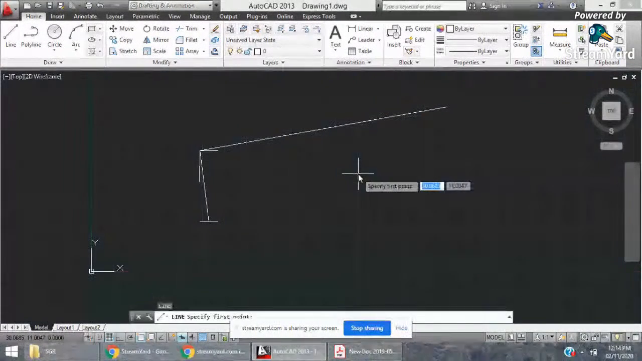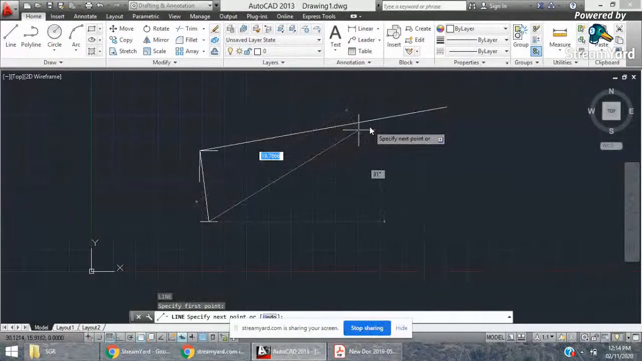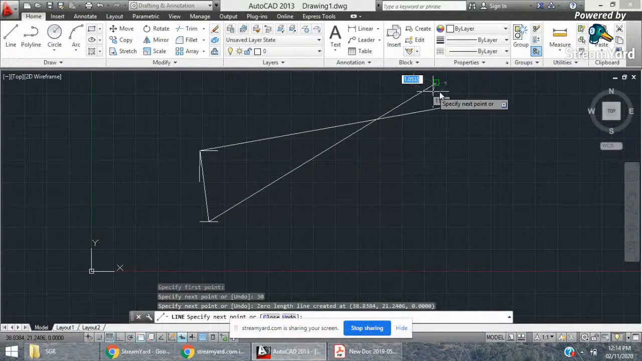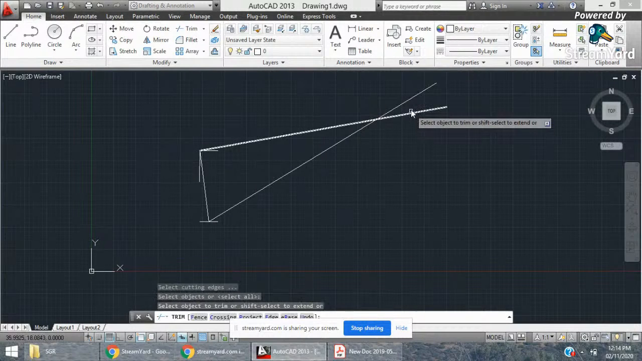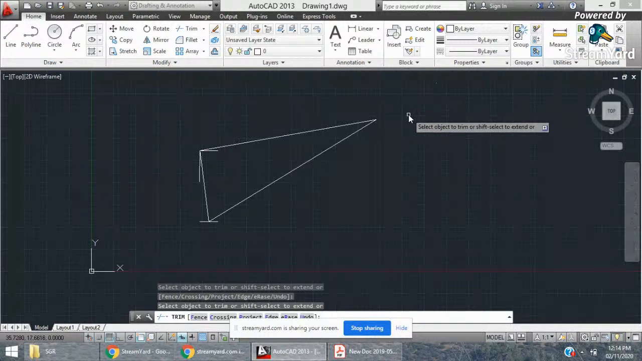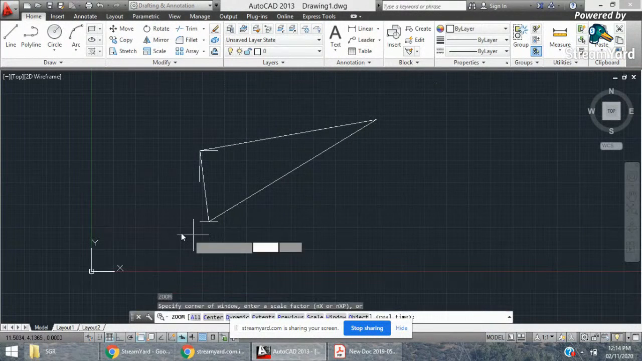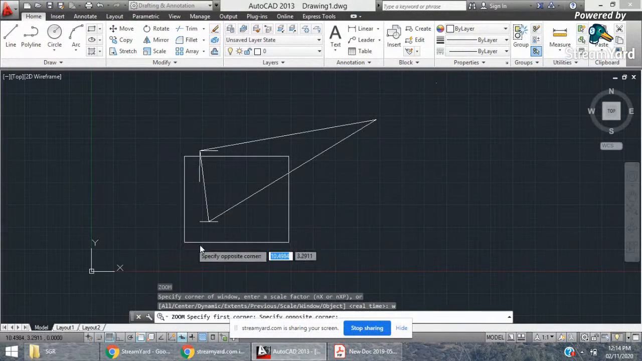From here you have to take the angle. It is becoming a little bit difficult. Okay, so we have drawn a phi angle like this. You have got the intersection point here. Okay, so we cut this. So you have got the total geography of the drawing.